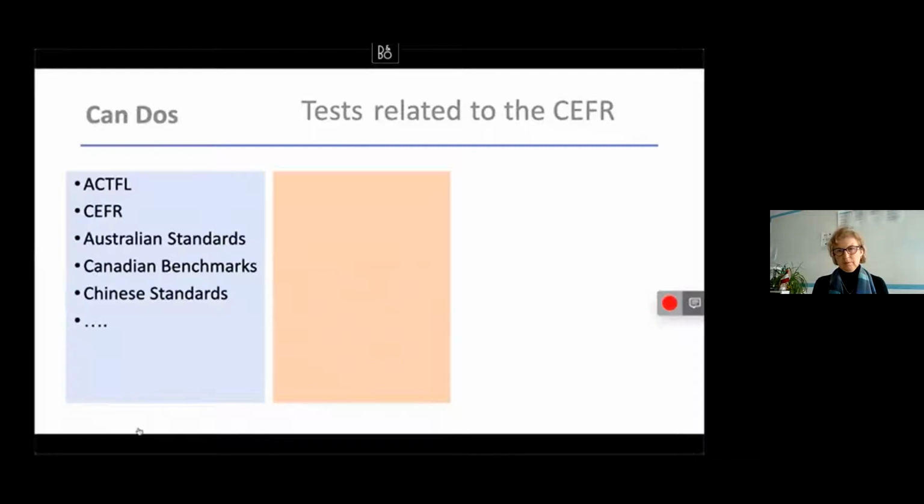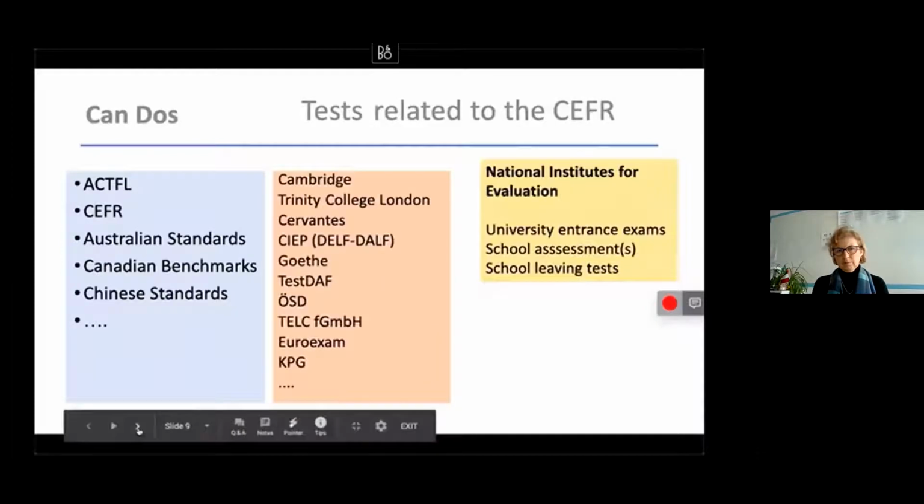When I'm talking about the CFR, I'm talking about something that will be very familiar for you, and I'm talking about the huge apparatus that is behind the A1, A2, B1, B2, C1, C2 scales and descriptors that contribute to a description of how languages are learned and taught.